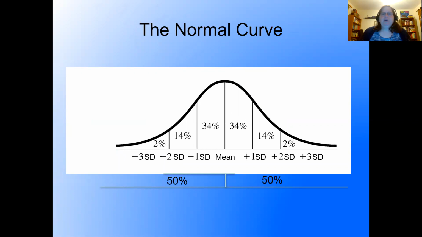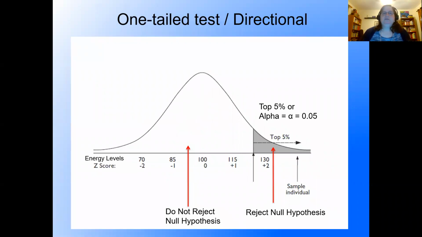Okay, so now I want to remind you of this normal curve, and we can look again and see the percentages that lie under the curve associated with standard deviations away from the mean. So why is this important? Because there's a particular cutoff that we're very interested in in the social sciences. And that's the 5% cutoff. So let's look at the top 5% for just a moment.